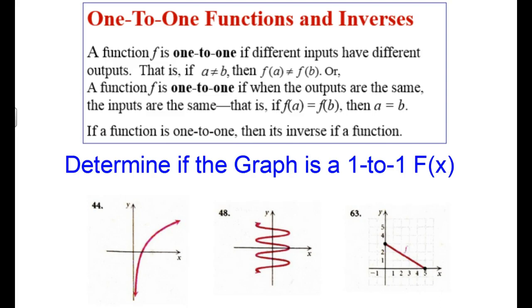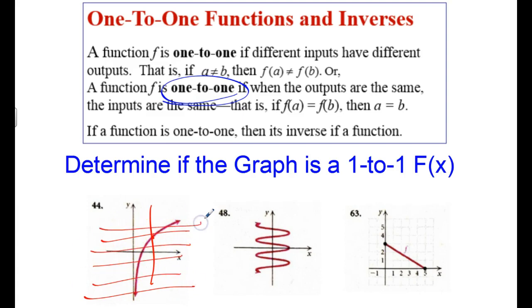But if both graphs, the original function and its inverse, are both functions, it's called a one-to-one function. And you can test to see if something's a one-to-one function by the vertical line test. And the vertical line test says if it only crosses the function once at one point, then it is a function. But also test the horizontal line test. No matter where I draw a horizontal line, it also crosses once. So that's called a one-to-one function.